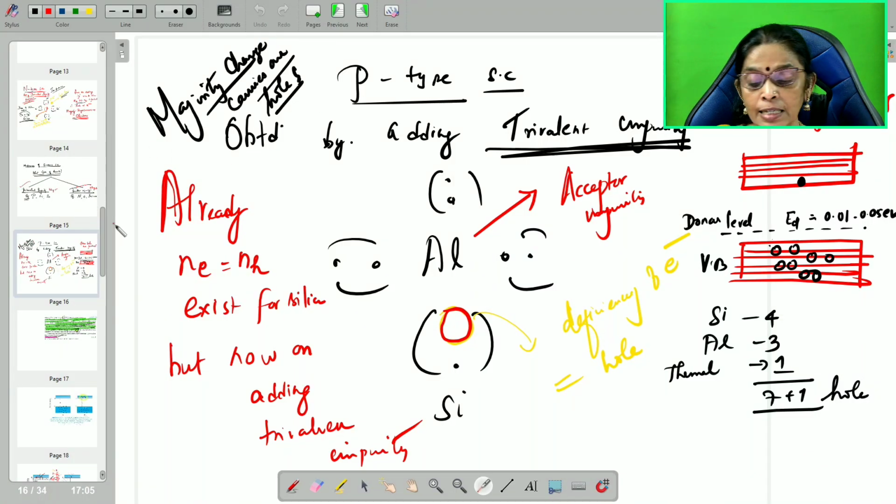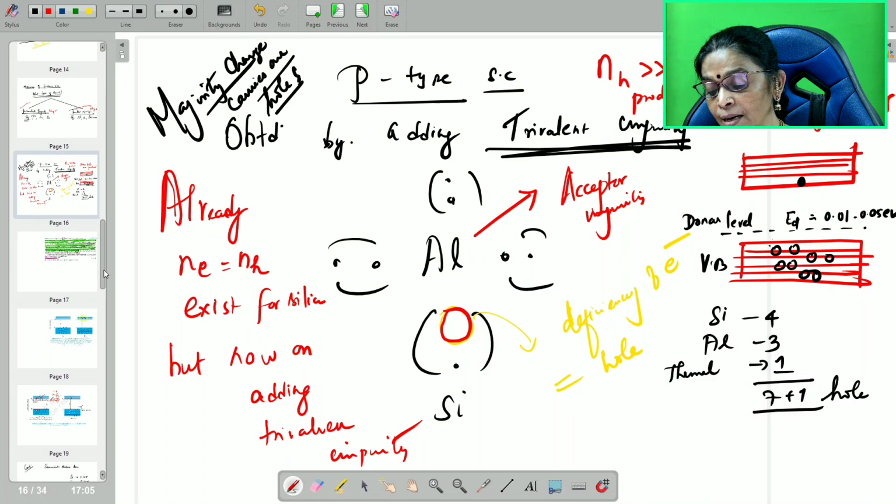And as we discussed earlier, Ne is equal to NH is already present. Addition of aluminum atoms produces an excess number of holes. So you can say that NH is greater than Ne is produced. So which are the majority charge carriers, children? Majority charge carriers are holes.